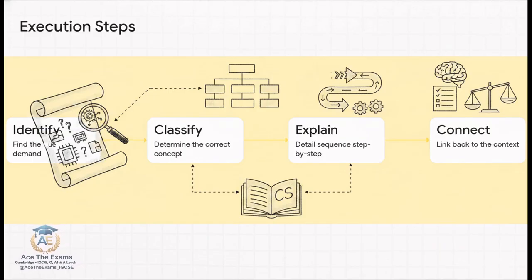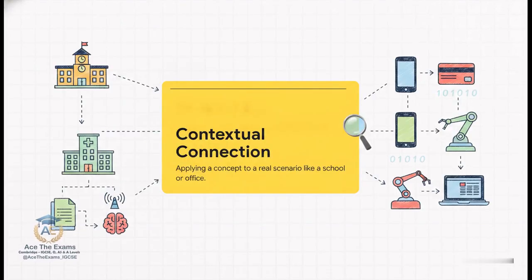This 4-step structure creates a beautifully clear, high-scoring answer, which is just vastly superior to blindly writing facts in a random order. Let's look a bit closer at that final step, contextual connection. The definition we are using here is applying the technical concept to a real-world scenario, like a school, office, or retail environment. Okay, let's do a quick interactive workshop right now.